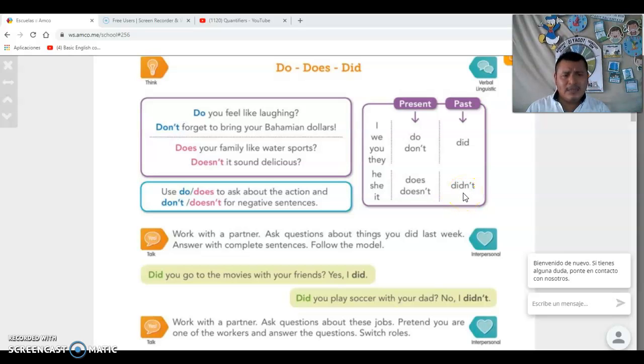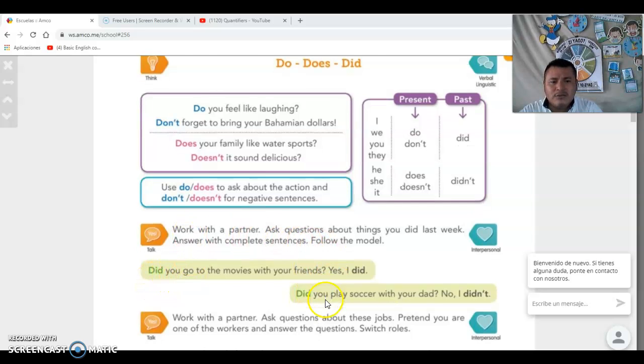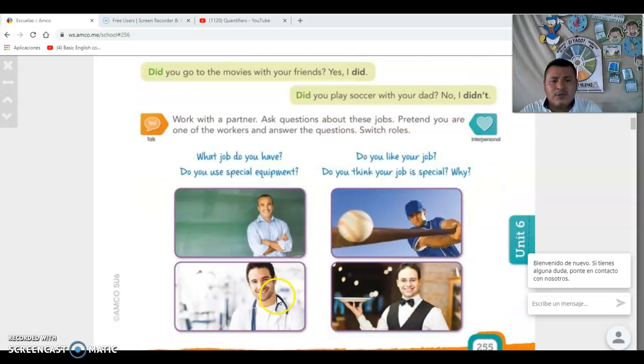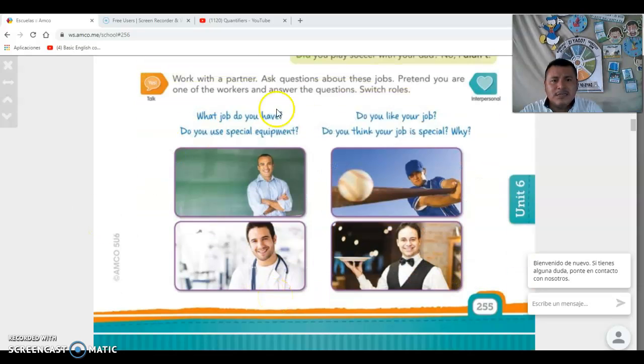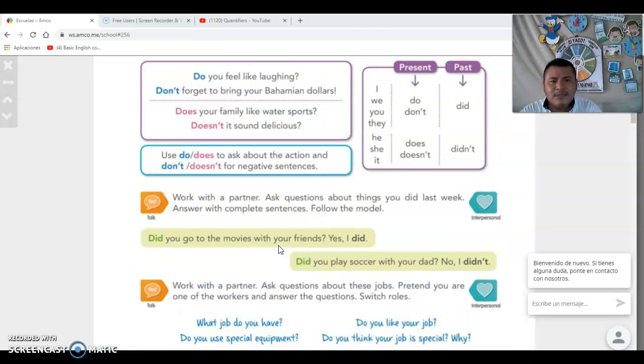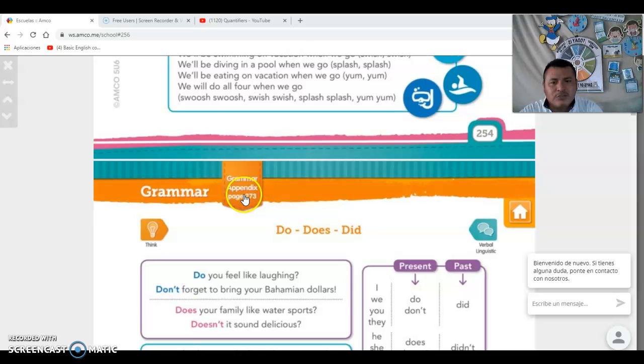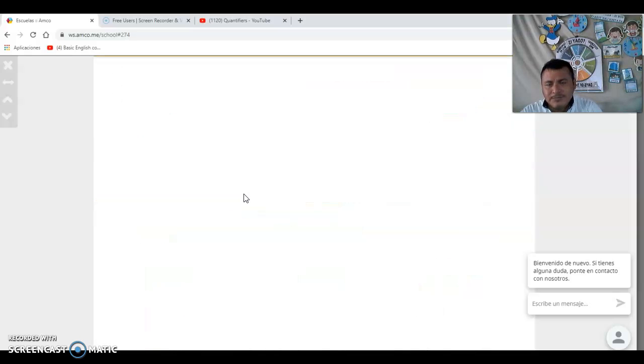I went with you. So remember, we need to practice the verbs in past tense, okay? So what you need to do on this page, it says, did you go? Work with a partner, asking the question. So on this page, guys, listen to what you need to do. It says ask about those jobs, pretend you're... so don't do anything on this page, but you need to go to page 273. Page 273.